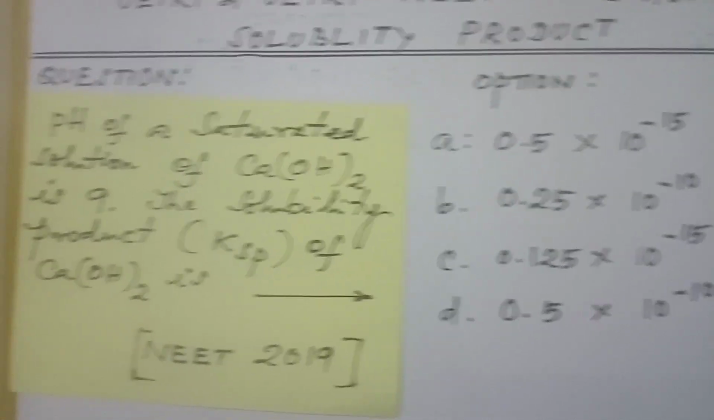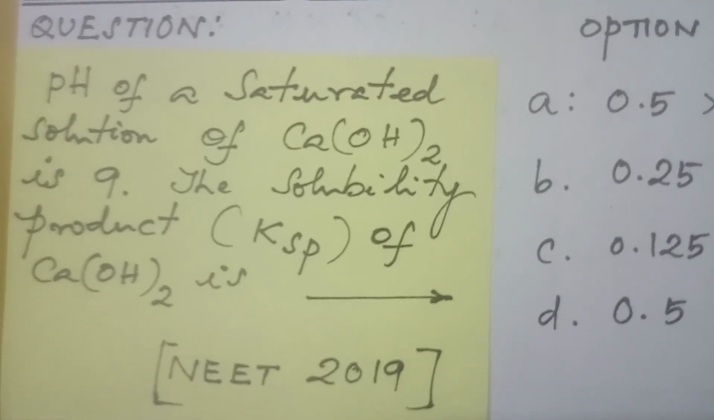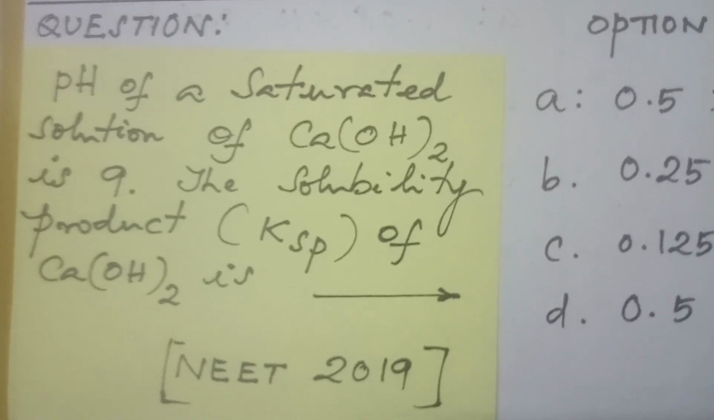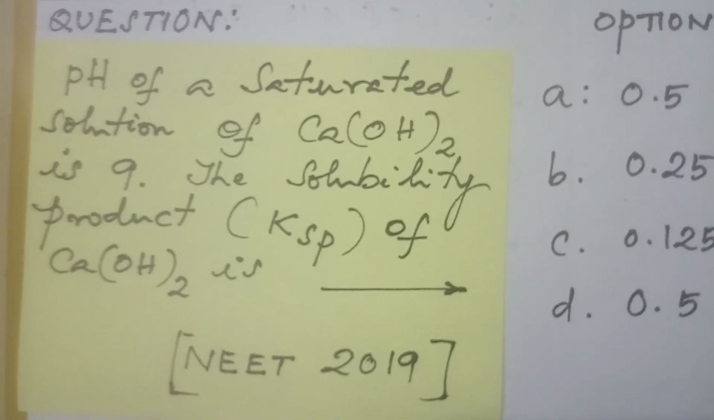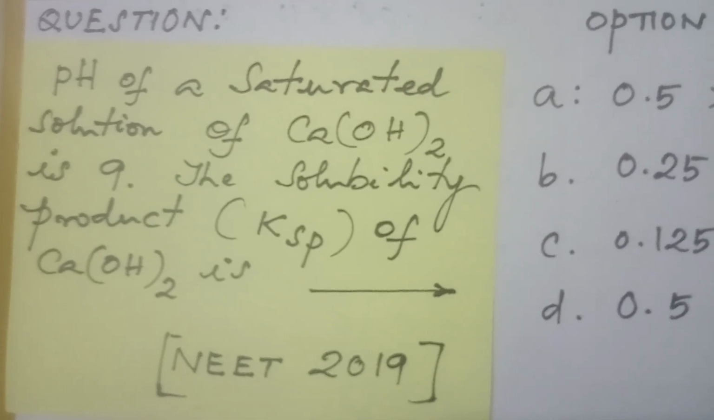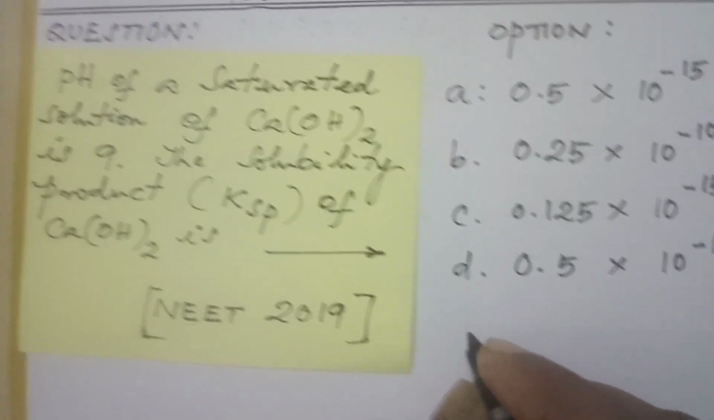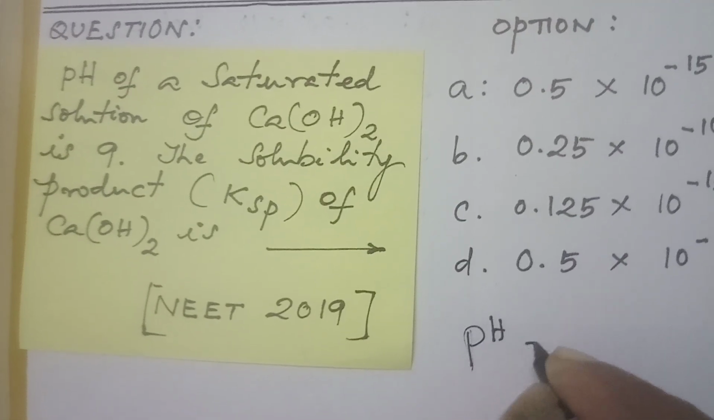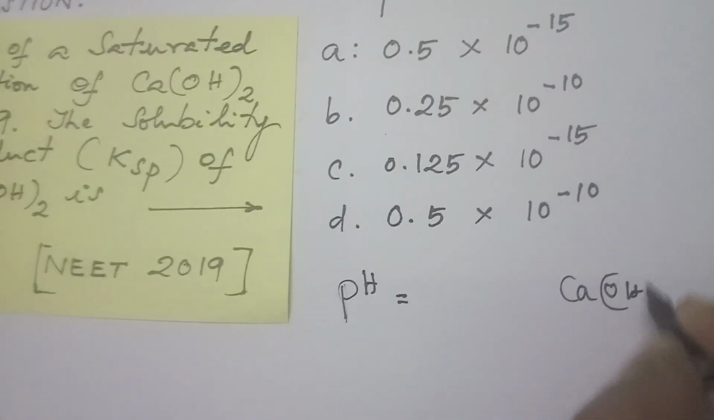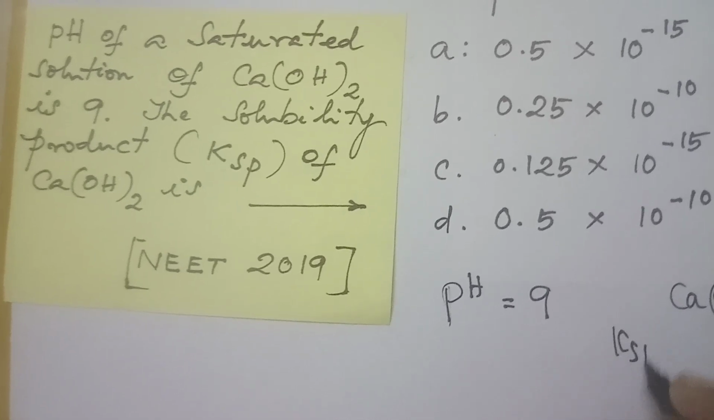Now let us go to the question. This is a NEET 2019 question. The pH of a saturated solution of calcium hydroxide is 9. The solubility product of calcium hydroxide is? Okay, now let us see the question. The data given is: the pH of the saturated solution of calcium hydroxide is 9. They are asking the solubility product.